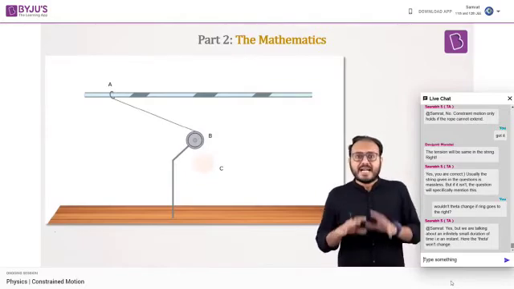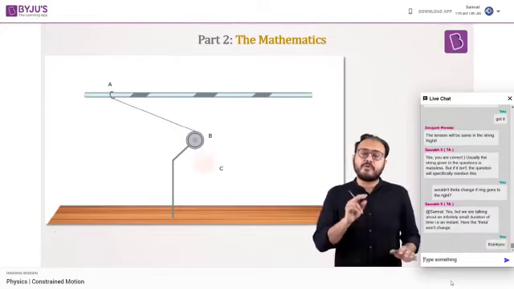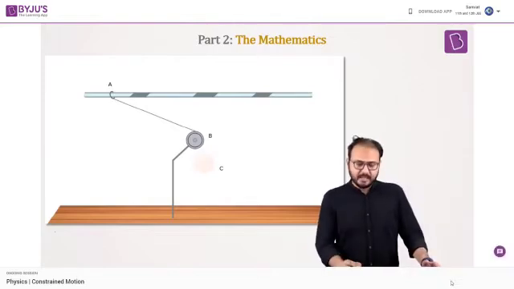Let's understand the mathematics now. Careful. Mathematics is better understood in the reverse order. What do I mean by that? Let me show you.